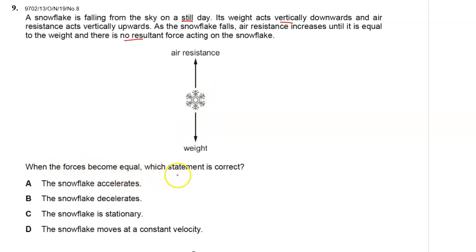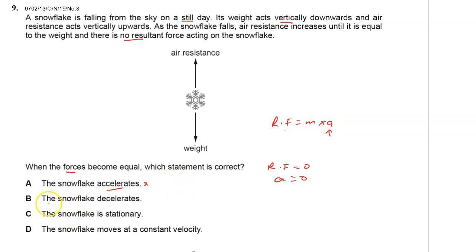When the forces become equal, which statement is correct? The snowflake accelerates. This is not correct. When the forces become equal, then the resultant force is equal to 0. And when the resultant force is equal to 0, acceleration likewise is equal to 0. But remember, resultant force is equal to mass times acceleration. Therefore, mass cannot become 0. So when resultant force is equal to 0, it is the acceleration which has become 0. Right? So the snowflake is not accelerating. So that is not correct.